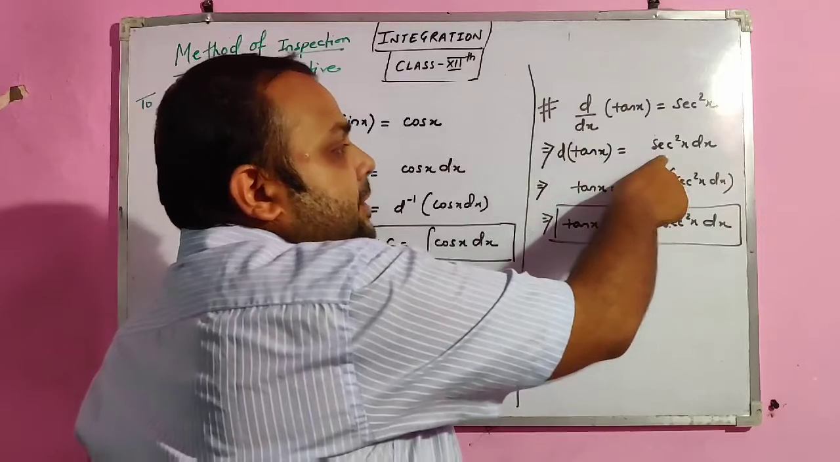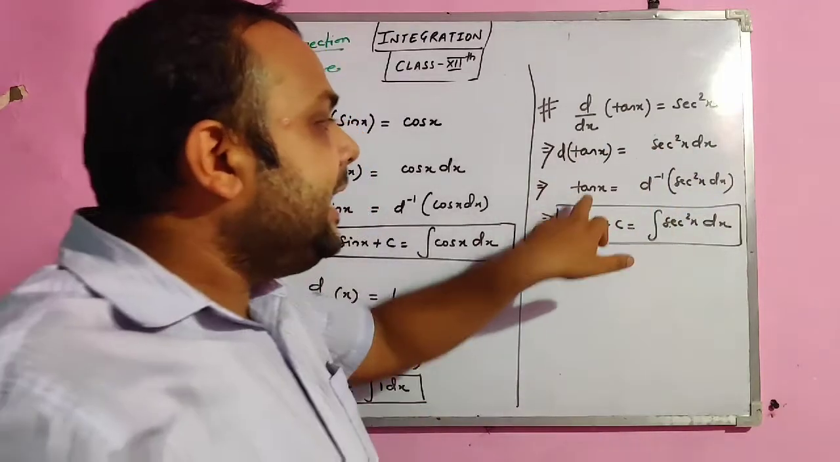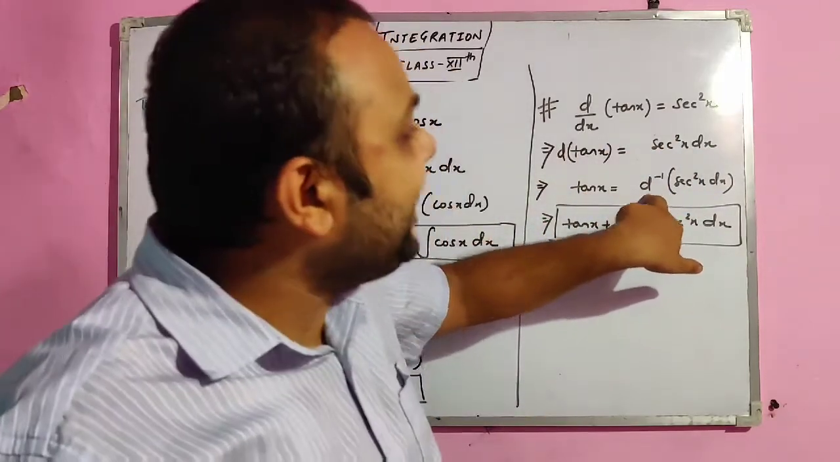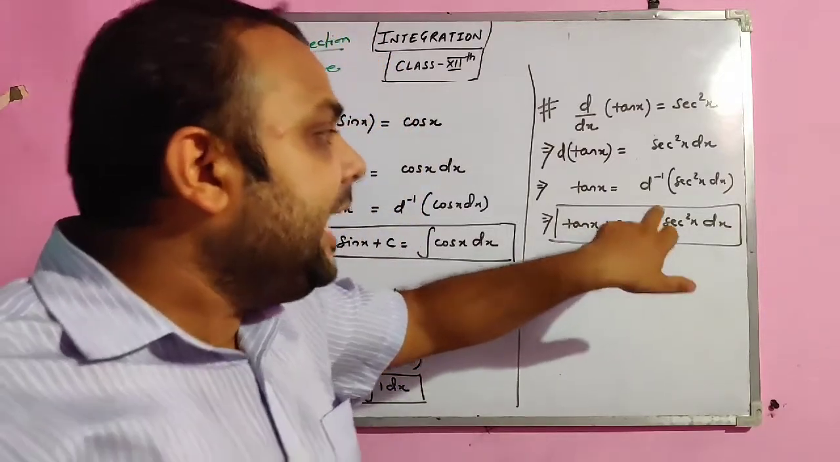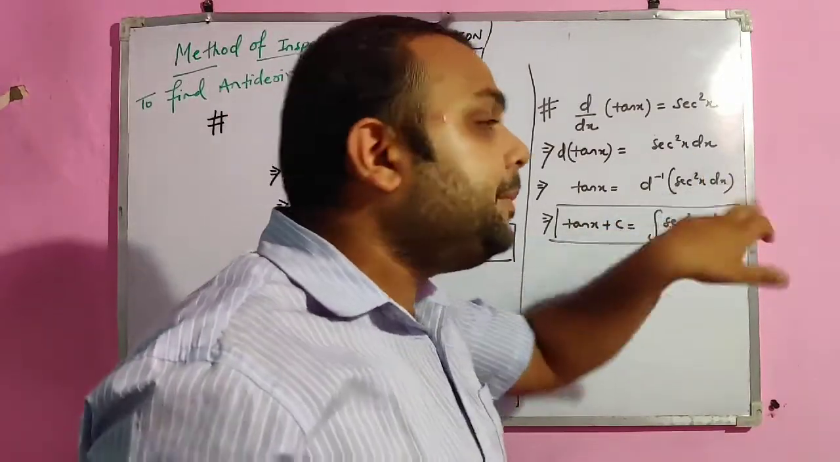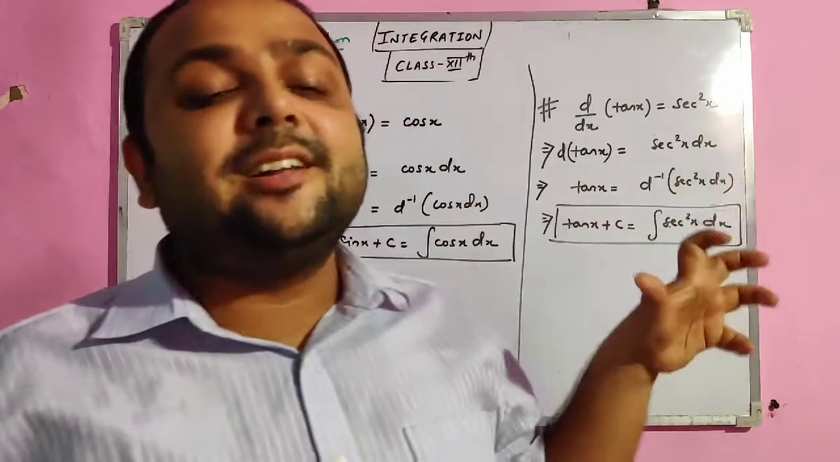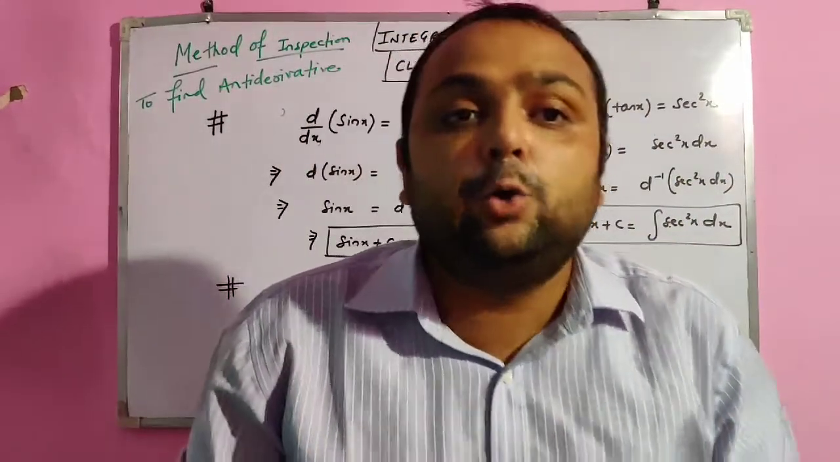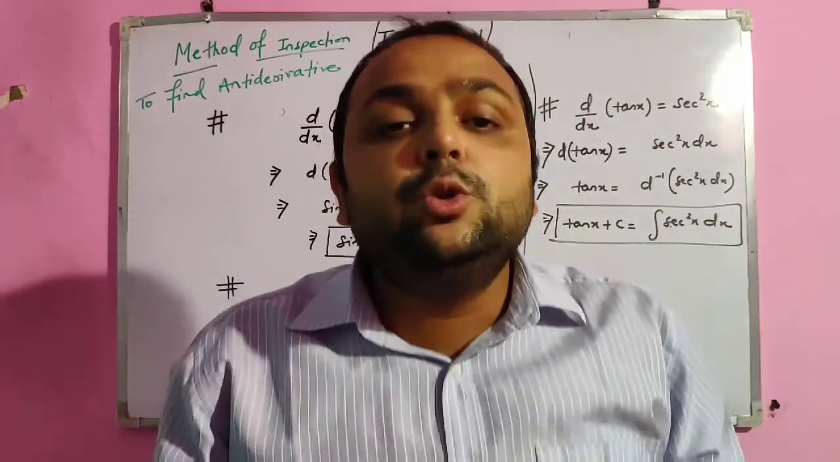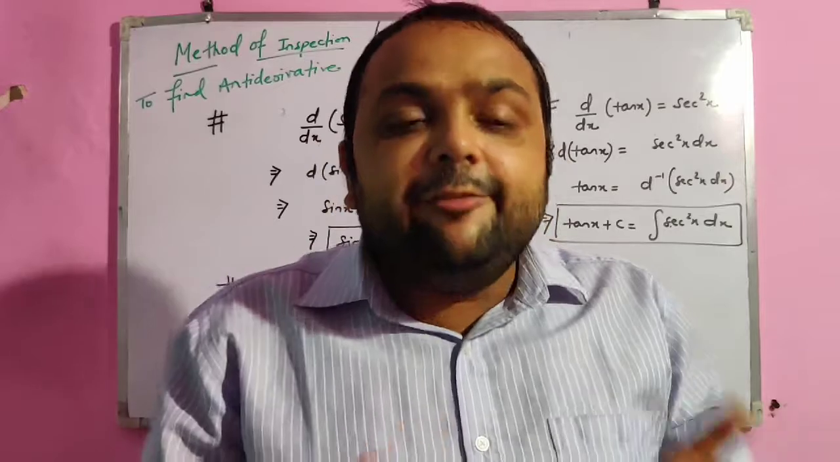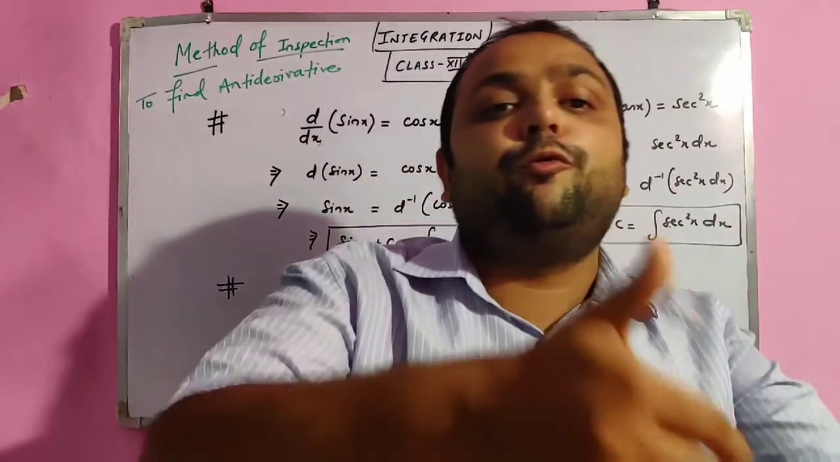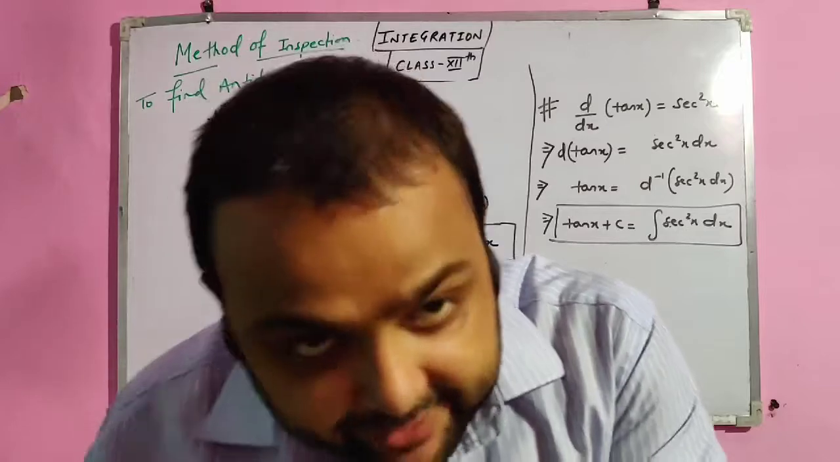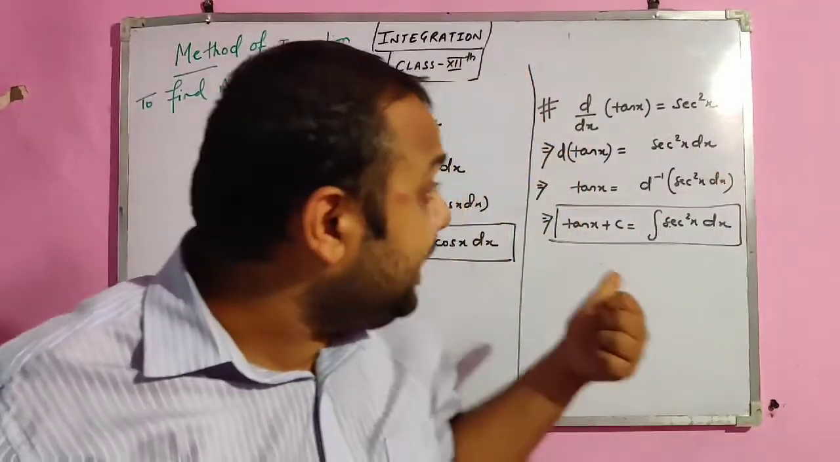Similarly, d by dx of tan x, we all know, is sec square x. d of tan x is equal to sec square x dx. So tan x is equal to the antiderivative of sec square x dx, which can be written as: integration of sec square x dx is tan x plus c. So this method is called the method to find out the antiderivative using the method of inspection, in which we use the concept of derivatives to find out the antiderivative. Hope you understand this method.